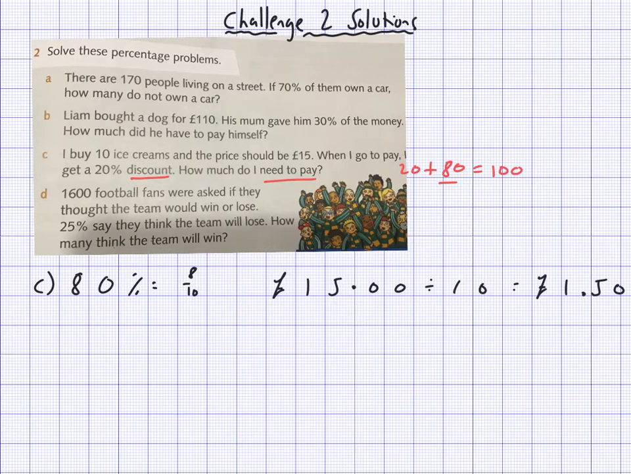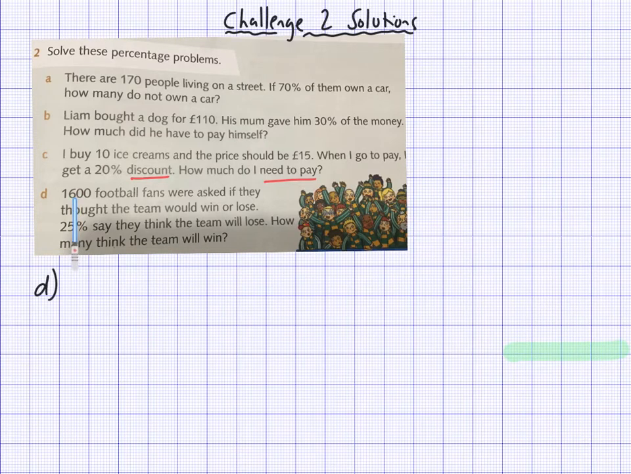Now I have to multiply by the top number, which is 8. So £1.50 multiplied by 8. And when I did that, I got £12. Be careful with your decimal point on that one to put it in the right place.